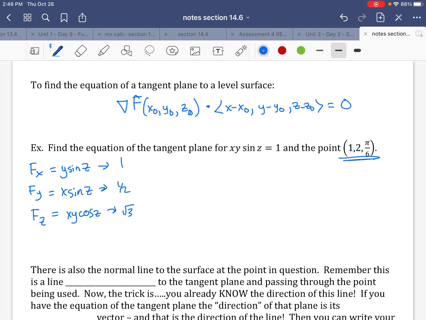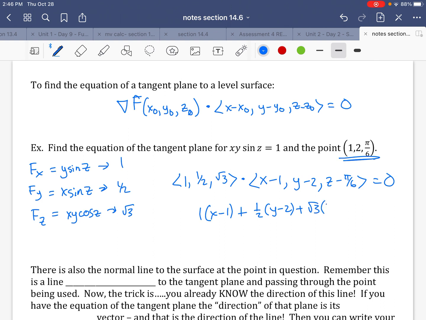Okay, all right, so there is my directional derivative, and that is also my normal vector. So I got my normal vector 1, 1/2, and radical 3. I dot this with (x minus 1, y minus 2, z minus pi over 6). So look at what you're doing here. You're multiplying 1 by x minus 1, plus 1/2 times y minus 2, plus radical 3 times z minus pi over 6. And this is just the equation of a plane that you were always doing. Do you see? A, B, C, and then your x minus your point, y minus your point, z minus your point. Okay, so it's everything that you did before.